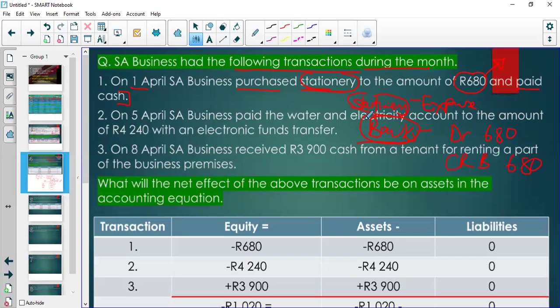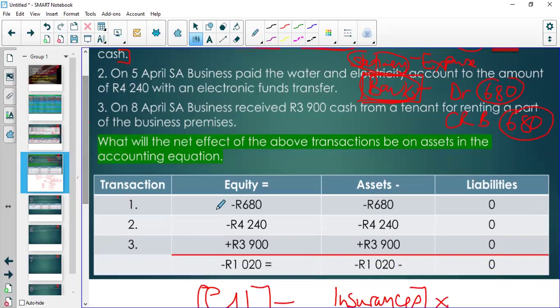We credit the bank account because the bank account is an asset, and assets increase on the debit. But in this case, this asset did not increase, it actually decreased. So it will decrease on the credit side. So we see that our assets have decreased and our expenses have increased.